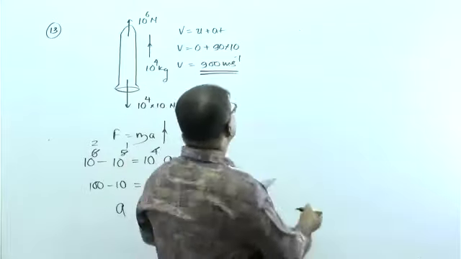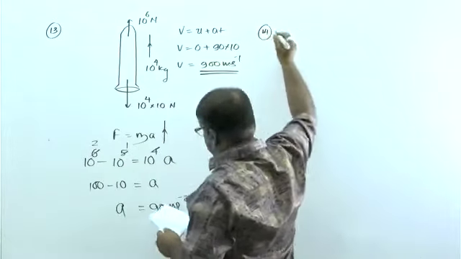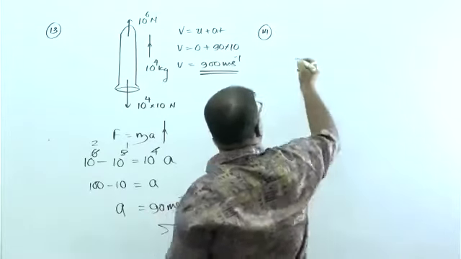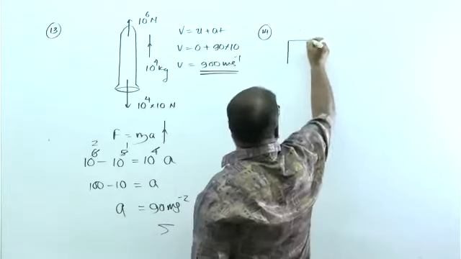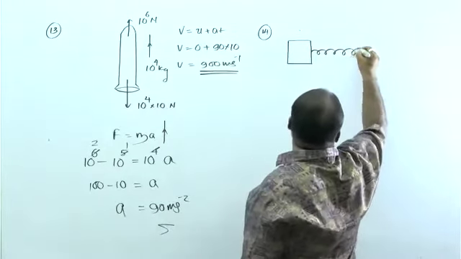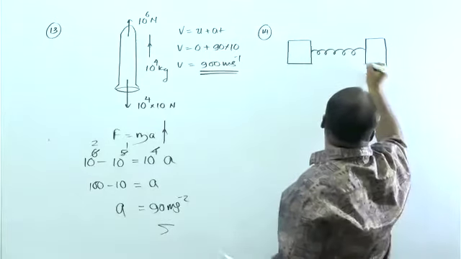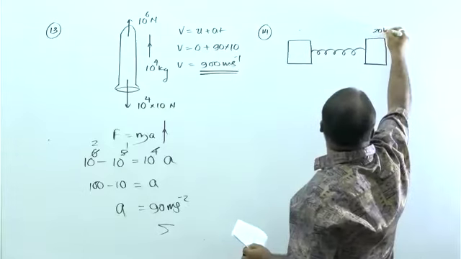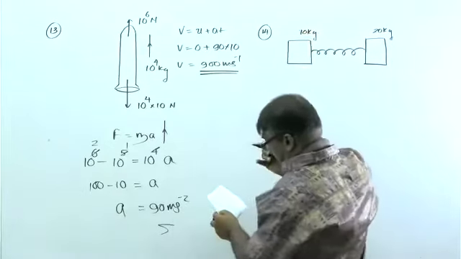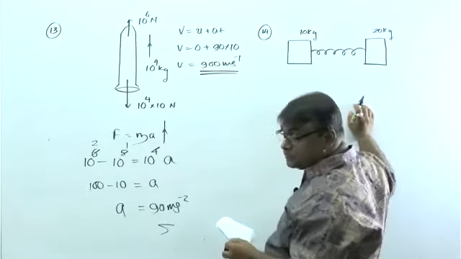Next one, number 14. Two masses, 10 kilogram and 20 kilogram, like this, are connected by this kind of helical spring. Here 20 kilogram, here 10 kilogram. Massless spring.